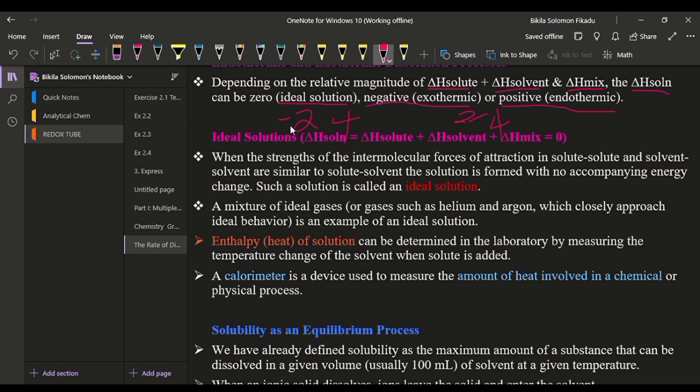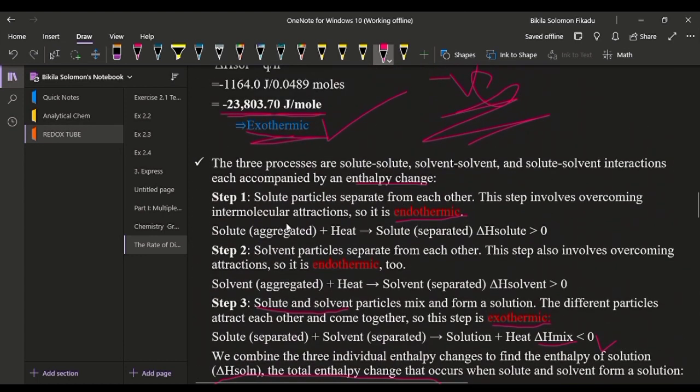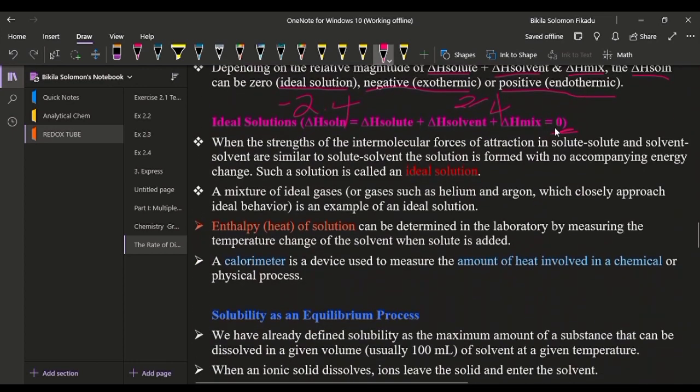So ideal solution means change H of solution equal to change H solute plus change H solvent plus change H of mix equal to 0. So ideal solution gaafa salphaamatti ibsinu change H solution keenya wal qixanii ta'a. Change H solute ida'u solvent akkasumallee mixii walitti ida'amee 0 yoo ta'e ideal solution ta'a jechuudha. Isaan kun warra kamidha? Warreen sadan kana jechuudha. Sadan isaanii walitti dabaluun zeeroo nuu kennanii ideal solution jedhama jechuudha.